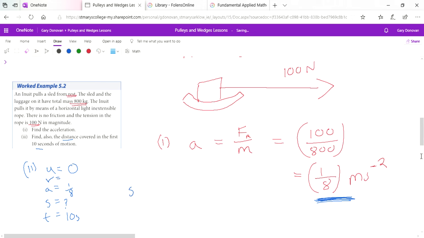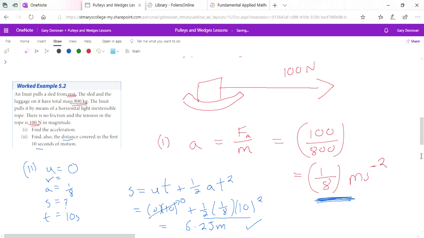Now you should be fine with this, so I'll go through this fairly quickly. We're just looking for the distance, so it's s equals ut plus a half at squared. So it's 0 times 10 plus a half, 1 over 8 times 10 squared, and you get an answer of 6.25 meters. And that's your answer, because 0 times 10 goes to 0, so we're just looking at the second bit here.